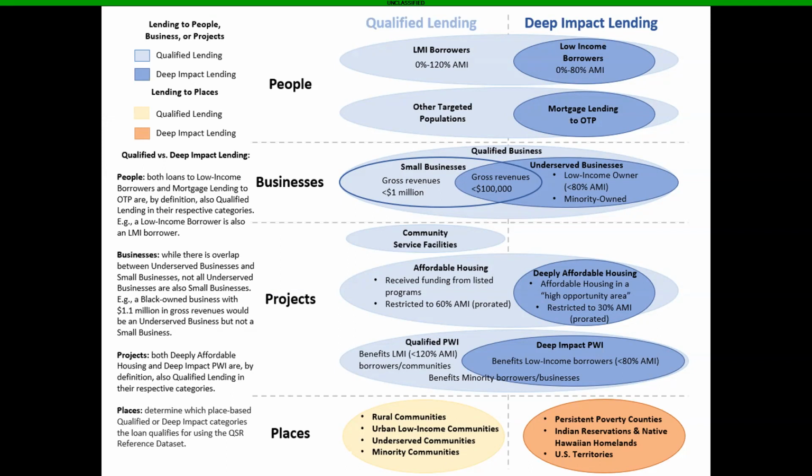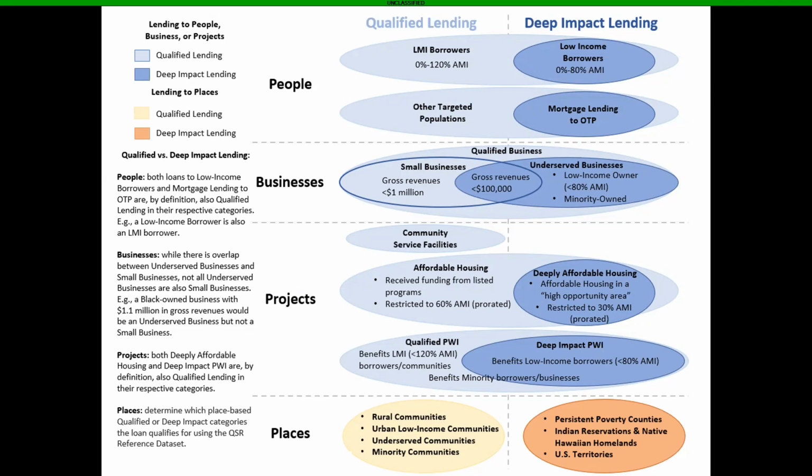So for the people categories, we can see that the light blue bubbles here are for qualified lending. So if you have an LMI borrower with income between 0 to 120% of area median income, that would be a qualified lending category. A low income borrower is by definition a subset of an LMI borrower because that covers incomes from 0 up to only 80% of area median income. And you can see that because the blue circle under deep impact lending for low income borrowers is entirely encompassed by the lighter blue circle.